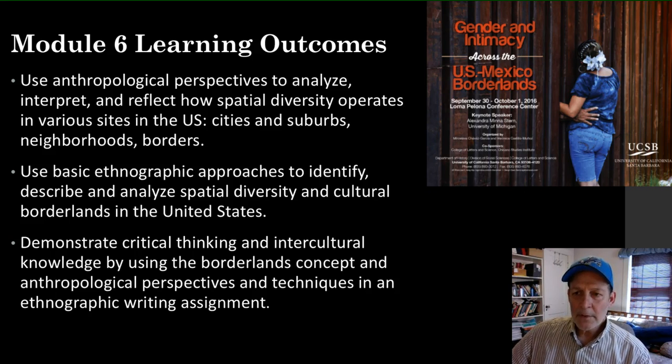By the end of this module, you should be able to use anthropological perspectives to analyze, interpret, and reflect on how spatial diversity operates in various sites in the U.S., cities and suburbs, neighborhoods, borders. Use basic ethnographic approaches to identify, describe, and analyze spatial diversity and cultural borderlands in the United States. And demonstrate critical thinking and intercultural knowledge by using the borderlands concept and anthropological perspectives and techniques in an ethnographic writing assignment. This assignment will be introduced in this module and submitted later in the course.